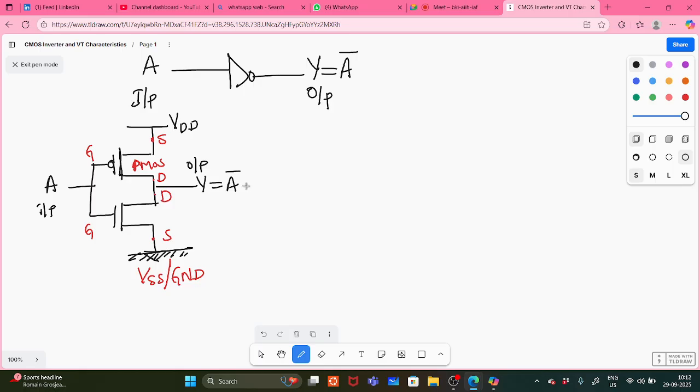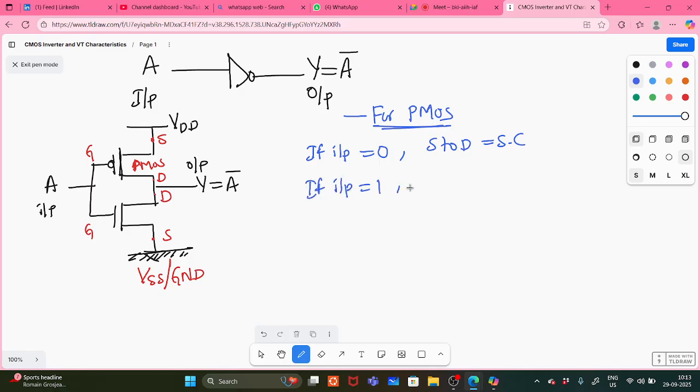Okay, so I need to know about PMOS. For PMOS, what are the ideal characteristics? If input is zero, that means source to drain will act as a short circuit. These are the ideal characteristics. If input is one, source to drain will act as an open circuit. Okay, this is for PMOS.